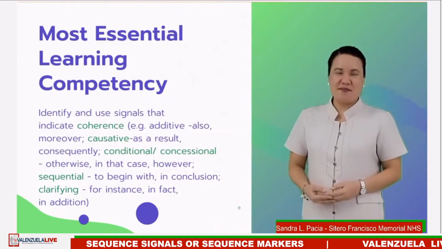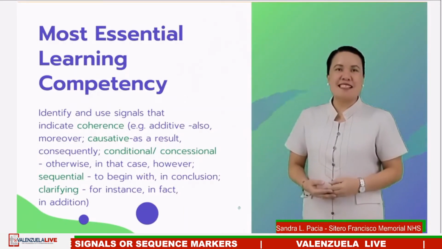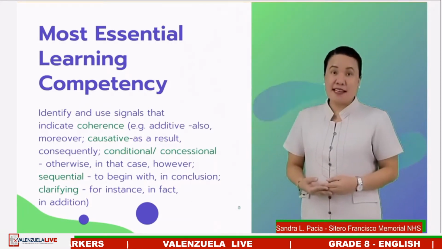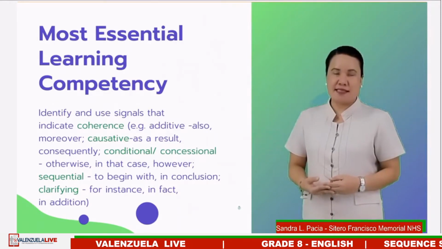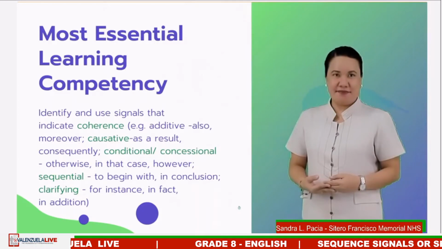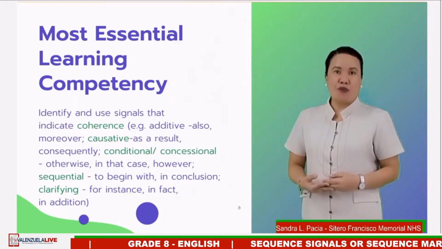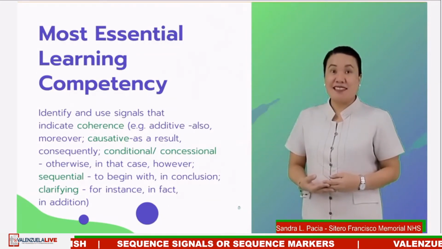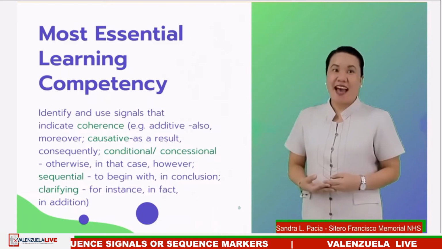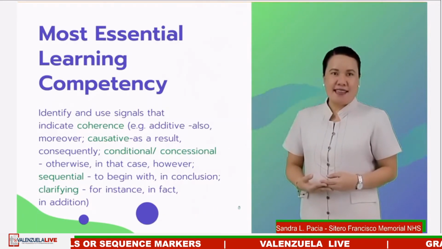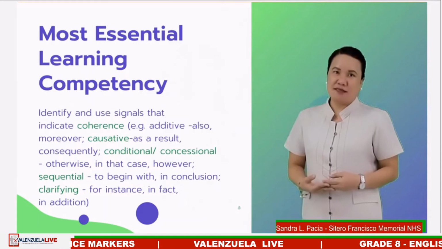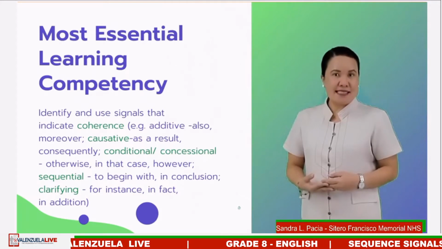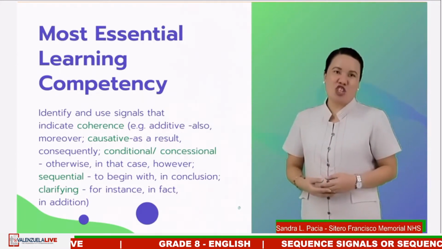For today's session, we will be focusing on the most essential learning competency, which is to identify and use signals that indicate coherence. Example, additive: also, moreover; causative: as a result, consequently; conditional, concessional: otherwise, in that case, however; sequential: to begin with, in conclusion; clarifying: for instance, in fact, and in addition.